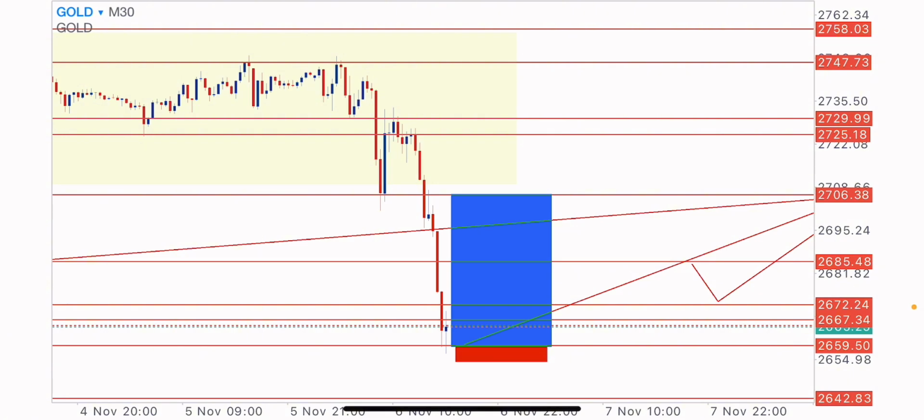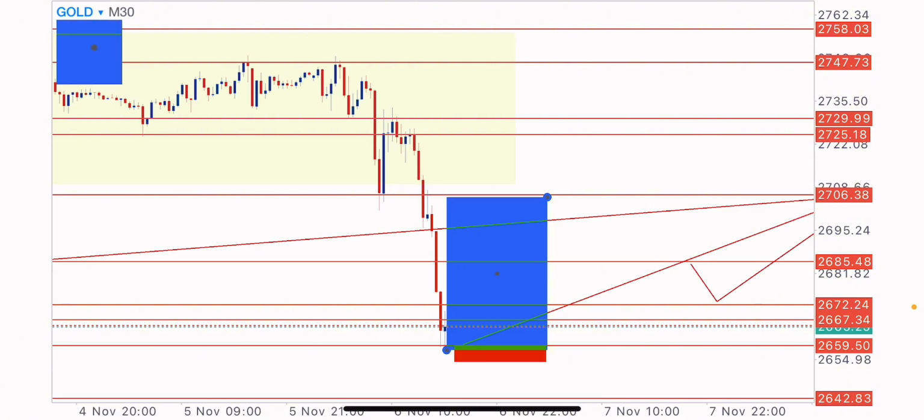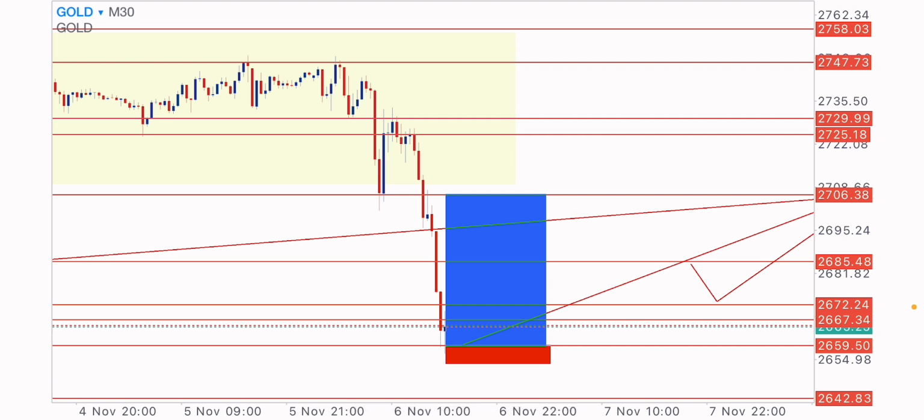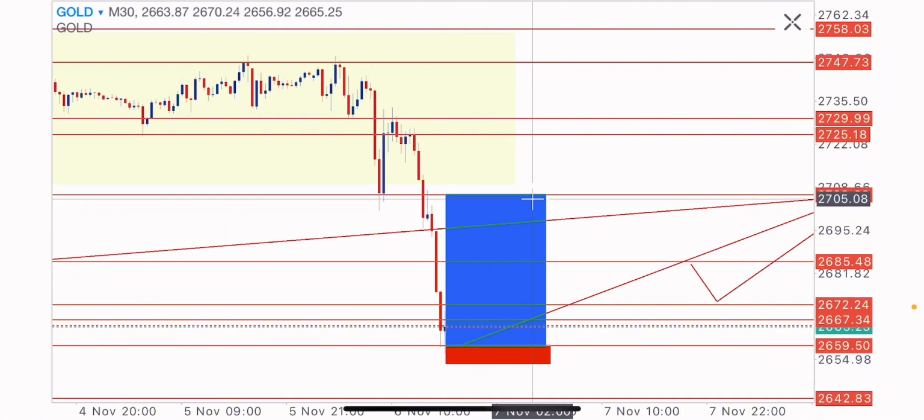So this is what I'm expecting for buys, right? Let me just put it here. This is what I'm expecting for the buys, for the buy moves. This is what I'm expecting for the market. Then from that point there, which is this level here, that's where we can expect our selling opportunities.